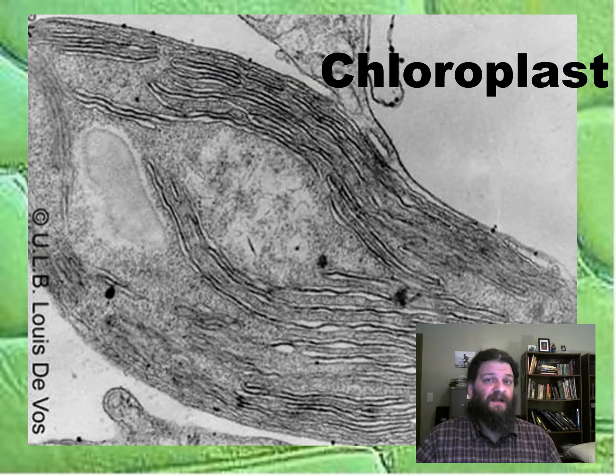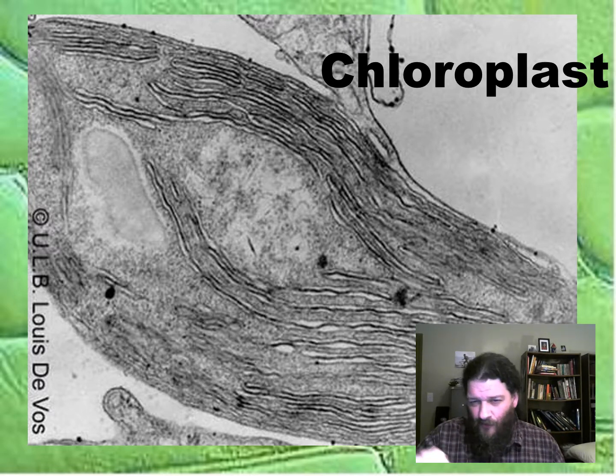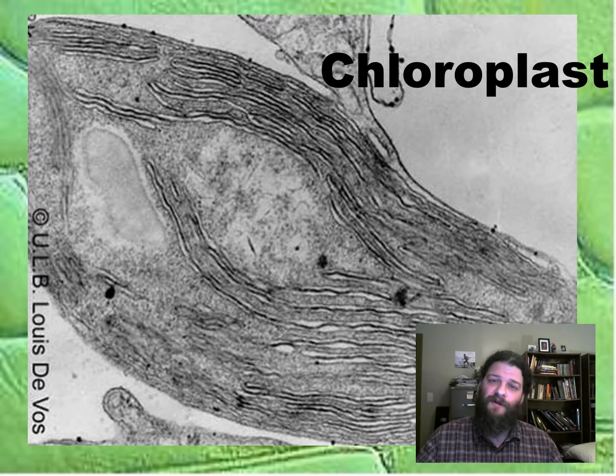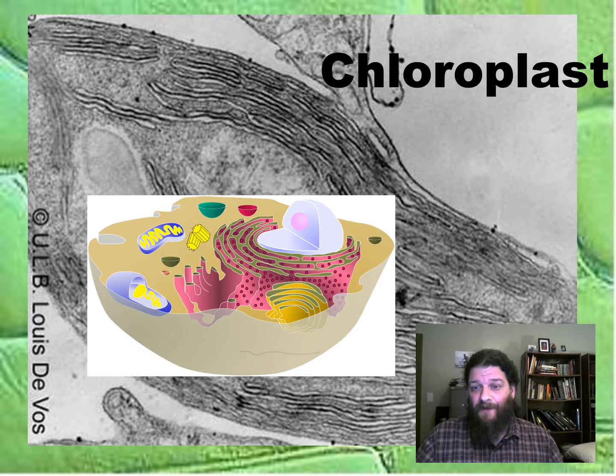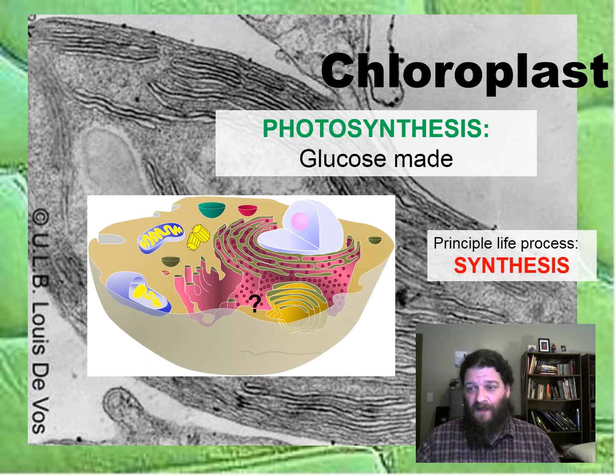Another structure that is also a cell kind of within a cell, it has its own DNA, just like a mitochondria does, is called the chloroplast. Chlora is for green. If we look at our animal cell diagram, you might notice there isn't anything that looks like a chloroplast, because of course these are only found in plant cells. This is the site of photosynthesis where glucose is synthesized from carbon dioxide and water. Because of this, its life process is going to be synthesis.